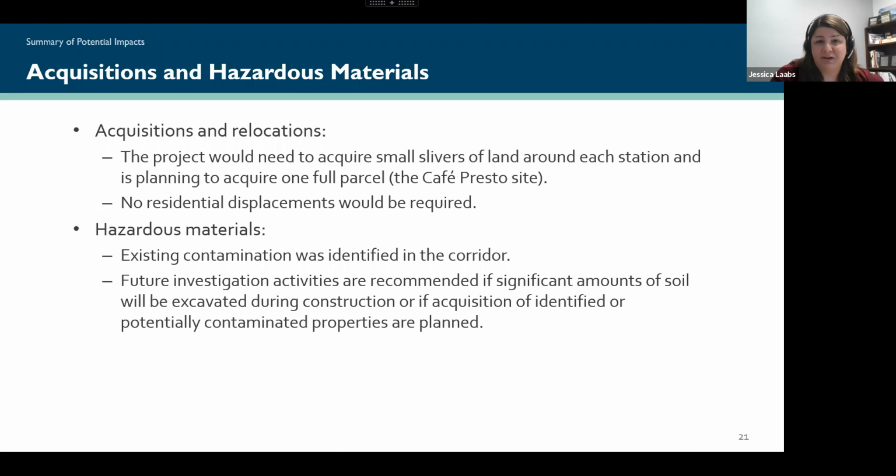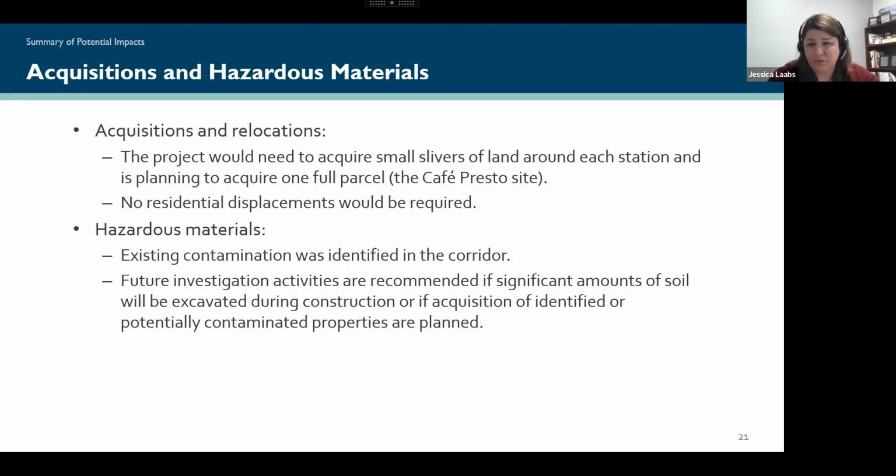Acquisitions and relocations we covered a bit, and then hazardous materials. So Jarrett mentioned that the Cafe Presto site is the one full parcel acquisition that we have, and that's on Second Street across from St. Mary's Hospital. The project would also need to acquire some smaller slivers of land, we call them, around each station, where we just can't maybe quite fit within the existing right-of-way. There may just be a small band that we need around those.